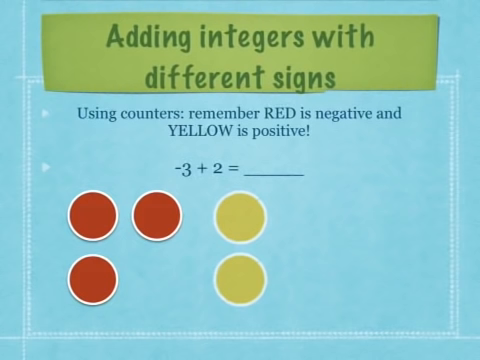The second part of the video talks about adding integers with different signs. Now this is just a reminder that red counters represent negative numbers and yellow represent positive. So here we have -3 plus 2. We have 3 negative counters represented by the red and 2 positive counters.